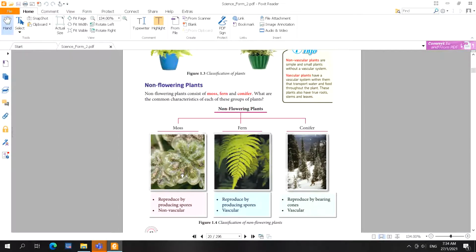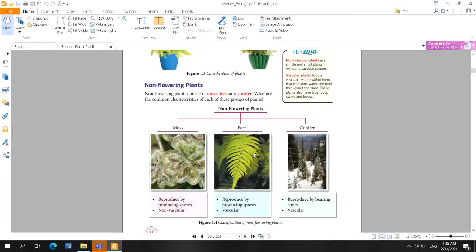There are mosses. What is moss? They reproduce by producing spores. These mosses are non-vascular. What is non-vascular? Simple and small plants without a vascular system. That means this moss group does not have what we call xylem and phloem, because it's very simple. Simple and small plants, so they do not need a vascular system.